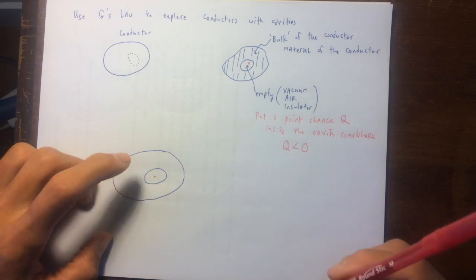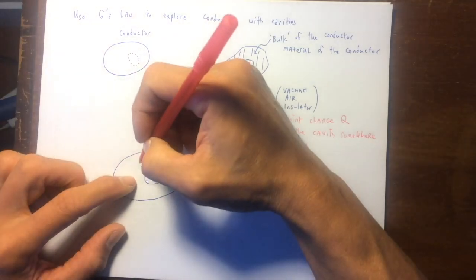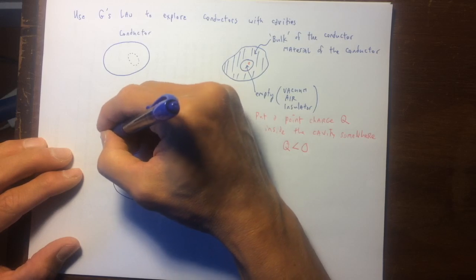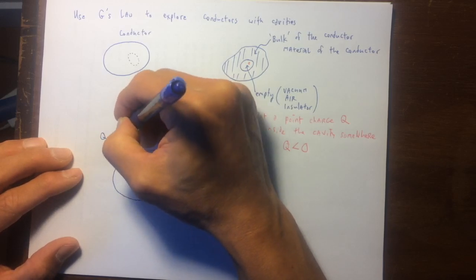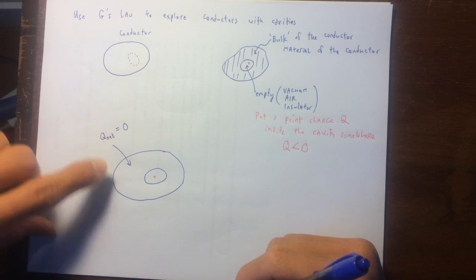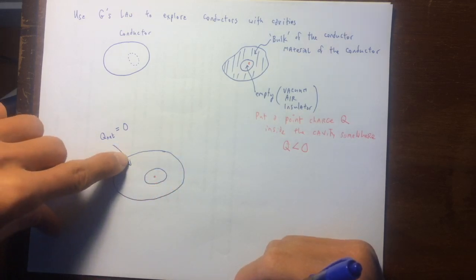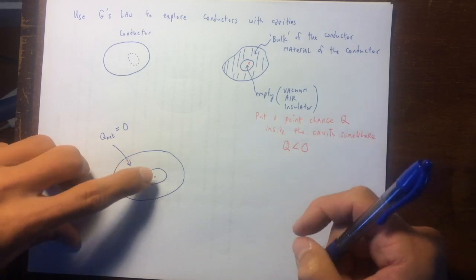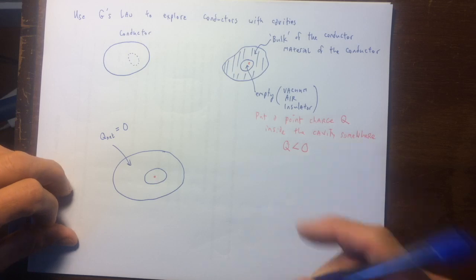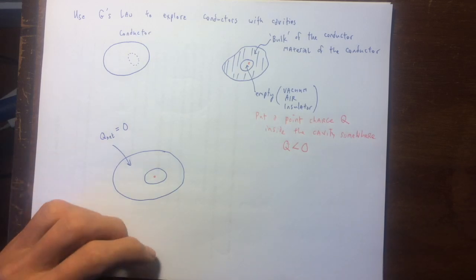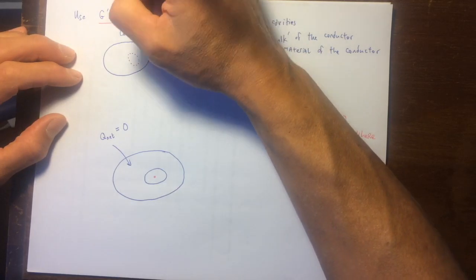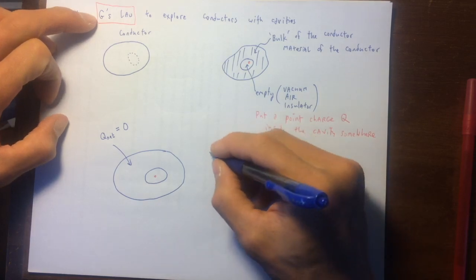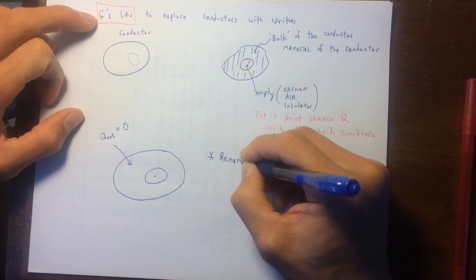And so let's imagine actually this conductor has no net charge. So it's got the same number of protons as it does electrons. But somewhere down in the middle of the cavity is a single point charge that happens to be negative. So what does Gauss's law say? Well, before we check Gauss's law, we have to remember something very interesting about conductors.